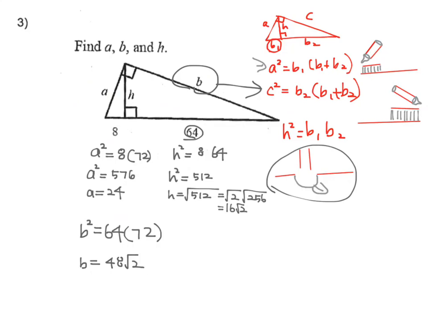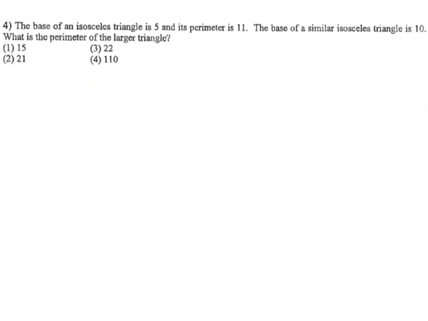Alright, let's move on to the next one. The base of an isosceles triangle is 5 and its perimeter is 11. Alright, so then let's look at it. We're going to assume that this is 5. But the other two sides we have no idea, so we have x and x. But the perimeter is equal to 11.